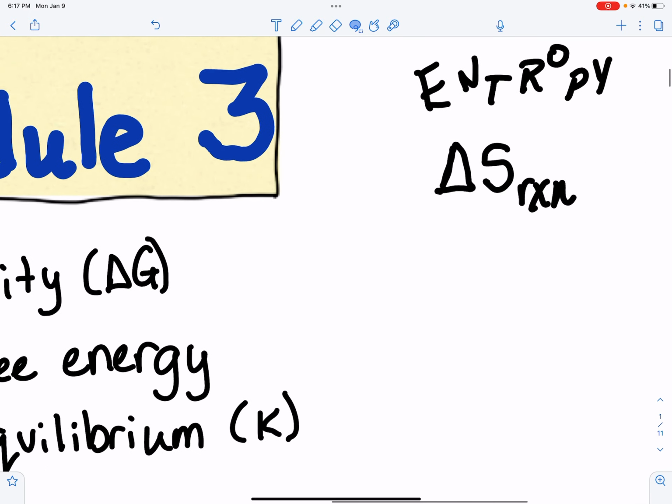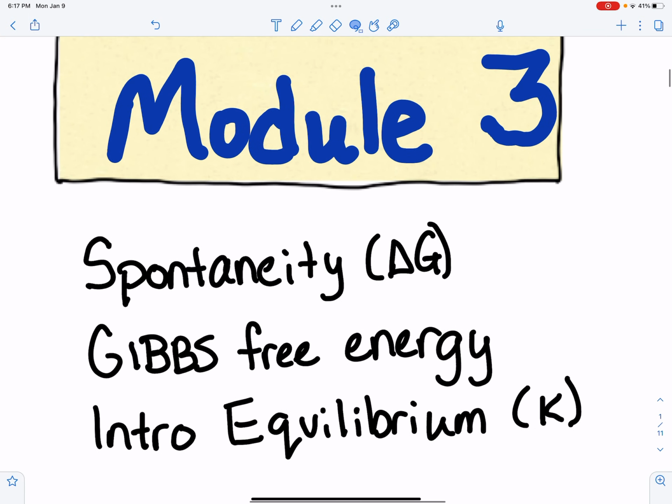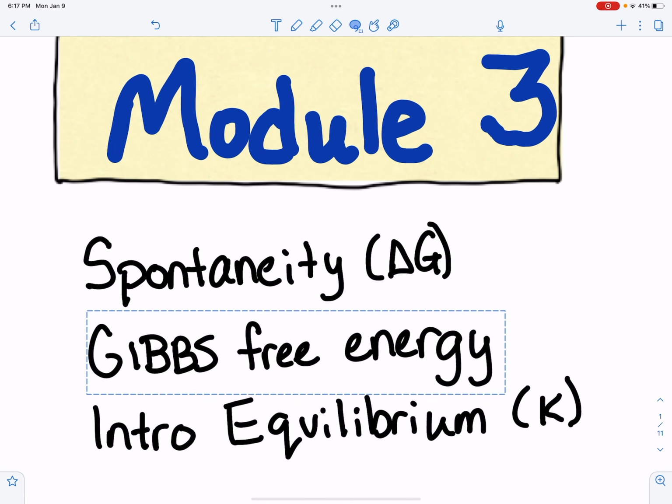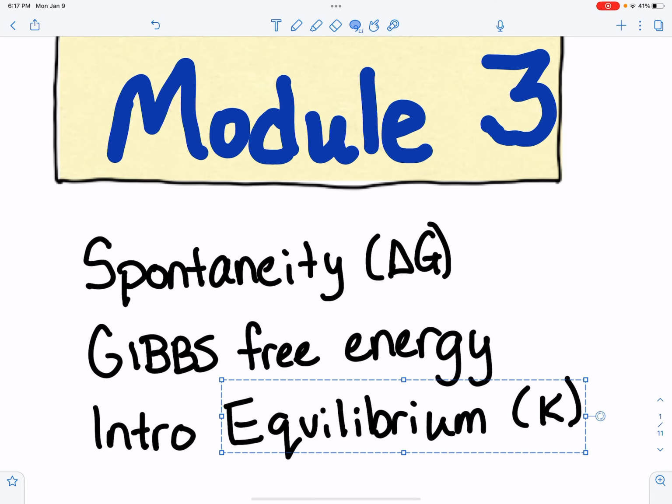And then the other part of the week, you're going to learn about spontaneity, which is delta G. You'll learn about Gibbs free energy. This is a very, very popular topic. You'll see it everywhere, and it comes up in the exam also. And then you'll learn about an introduction to equilibrium.